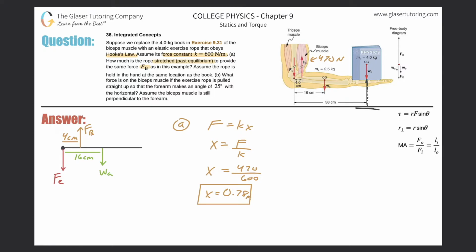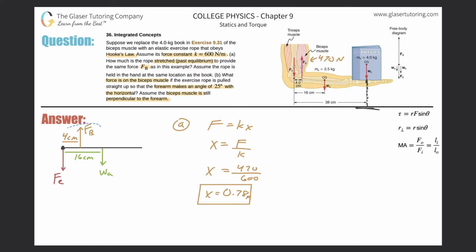All right. So now for letter B, let's see what it says. It says, what force is on the biceps muscle if the exercise rope is pulled straight up so that the forearm makes an angle of 25 degrees with the horizontal? Assume the biceps muscle is still perpendicular to the forearm. So basically, here's the original picture, when the black bar is parallel to the horizontal.